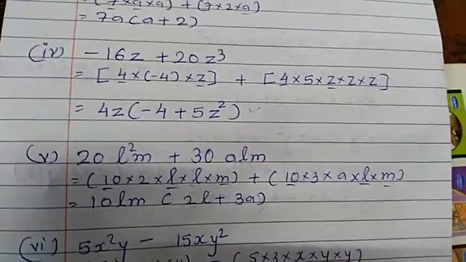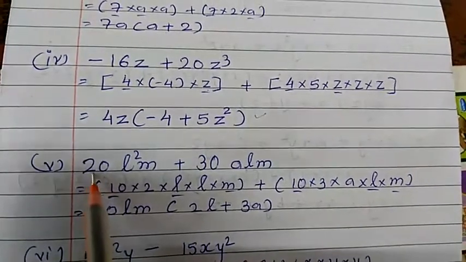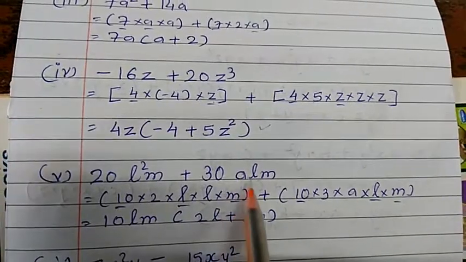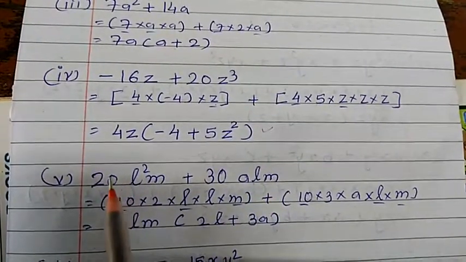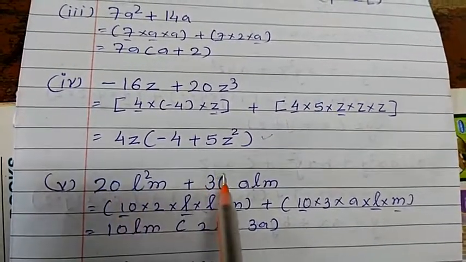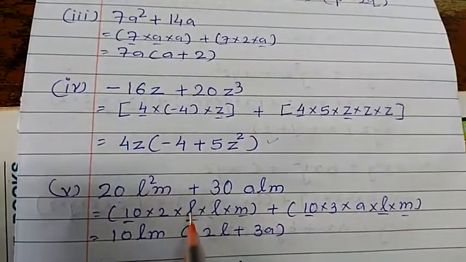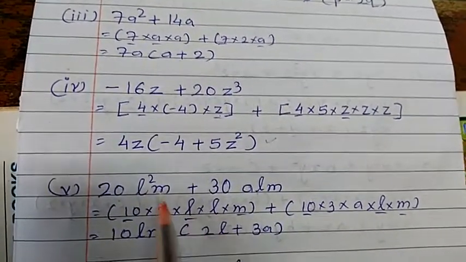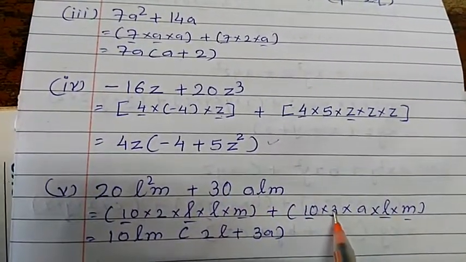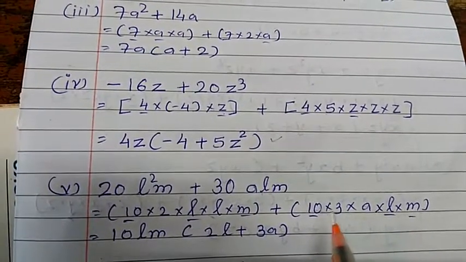Now next, question number 5. See, read it. 20 L square m plus 30 a L m. So see students, we factor 20 and 30 as 10 2s and 10 3s. So 10 2s are 20, L square m. So L how many times? 2 times, into m 1 time. As it is, 30. So 10 3s are 30, into a into L into m. Okay, so we write here like this way.